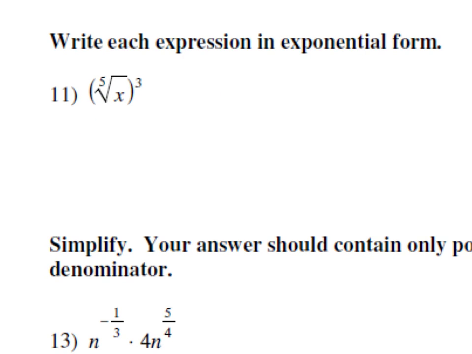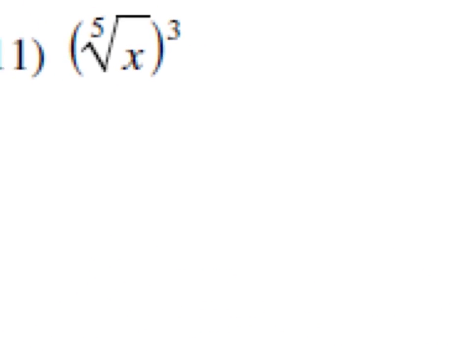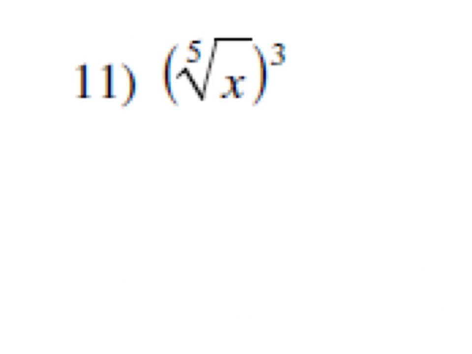All right, for number 11, we're going to write each expression in exponential form. I'm going to do number 11, and you're going to do number 12. So looking here at number 11, we're doing exactly what we just did, except in reverse. Okay, remember I said that this 5 right here, that's our root, and roots go in the bottom, just like on a tree. So I'm going to take my x that's inside my radical. I'm going to put that root 5 in the denominator of my exponent, and the 3 goes on top.